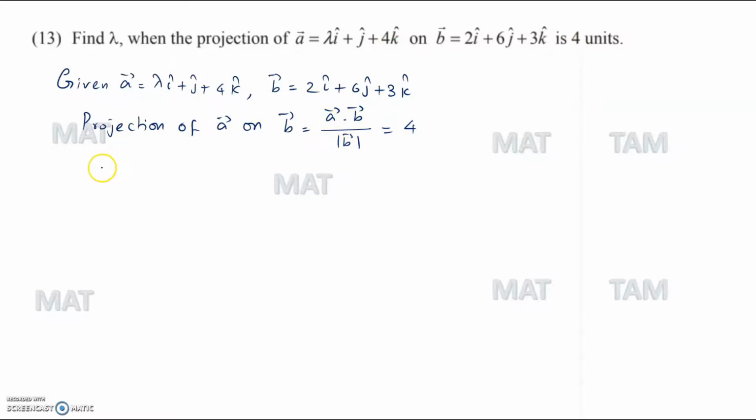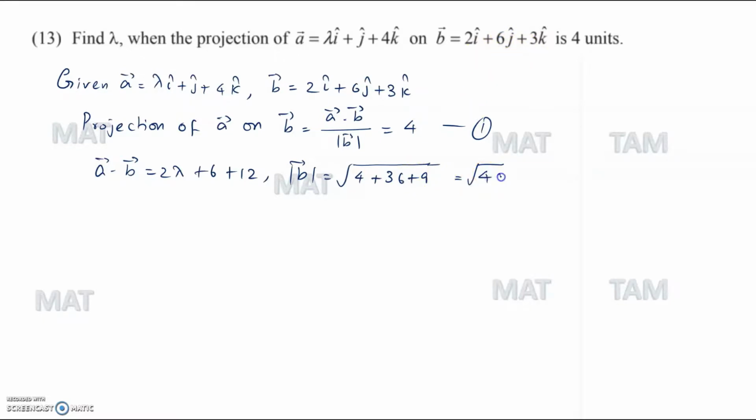So let's find the value of A dot product with B, which is equal to 2 lambda plus 6 plus 12. And the magnitude of B is equal to the square root of 4 plus 36 plus 9, which is 2 squared plus 6 squared plus 3 squared, which is equal to root of 49, that is equal to 7.